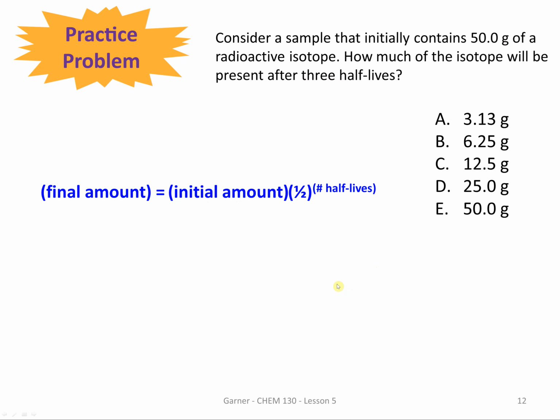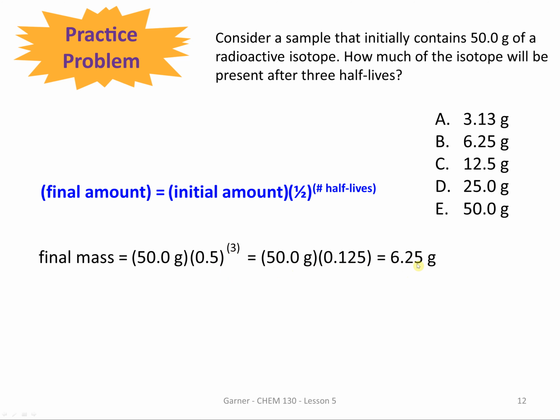So this problem is just a matter of plugging in these two quantities into this equation and solving for the final amount. So the final mass of material I'm going to have is going to equal that initial mass of 50 grams times 0.5, so times a half, raised to the number of half-lives that have passed, so raised to the power of 3 since 3 half-lives have passed. If I simplify this exponent, I'm going to end up with 50 grams times 0.125. If I work out the math, I'm going to end up with 6.25 grams. So that's going to give me choice B as my answer here.